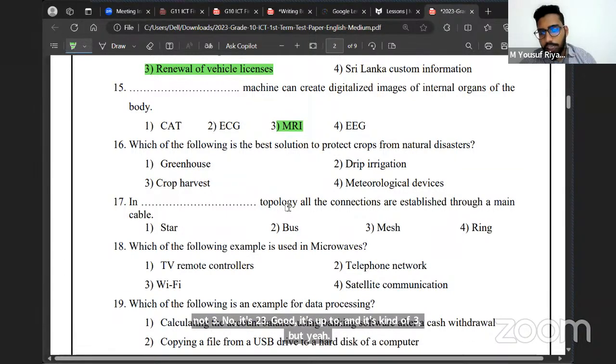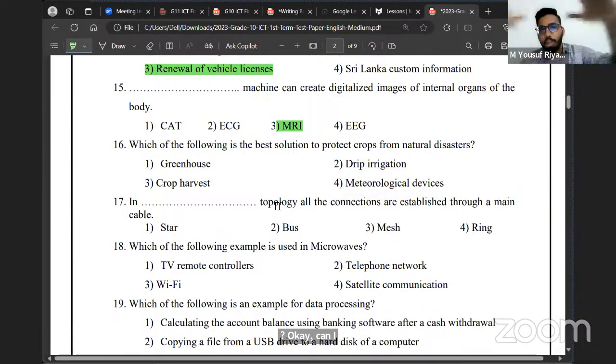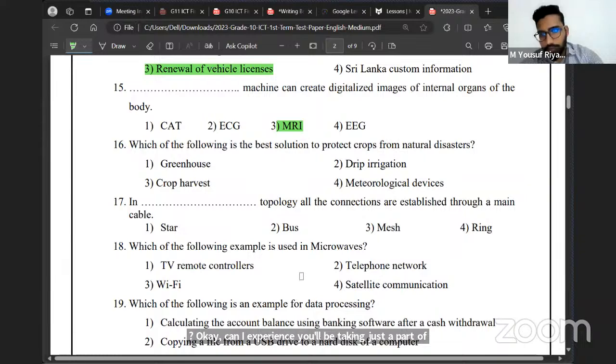CAT, computerized axial tomography. You all know X-ray, right? X-ray is a kind of CAT. X-ray means you will be taking just a part of your body. In a CAT scan, you scan the whole body. You'll be getting something like an X-ray, but it looks a bit 3D again.